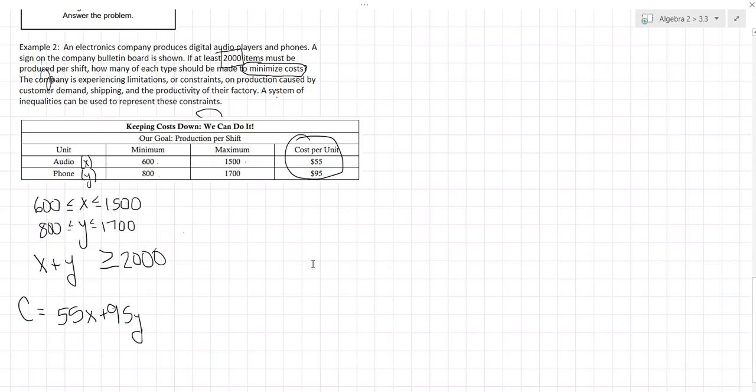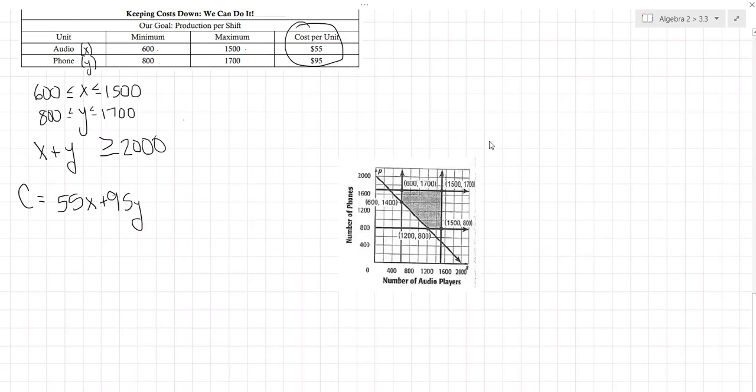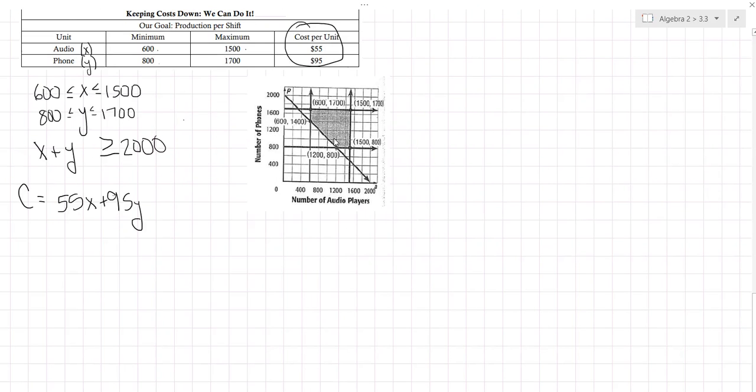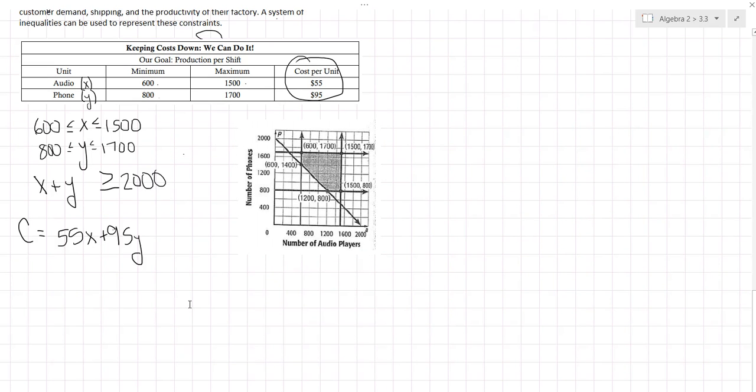So you could go ahead and graph that. This is what that looks like. Okay, so you don't have to take the time to see me do that. And if I was graphing this though, because there's such big numbers, you'd probably want to go by like 100s or 200s like they did in this picture over here. And then you can do the horizontal and vertical lines for these top two here. And x plus y is greater than or equal to 2,000.